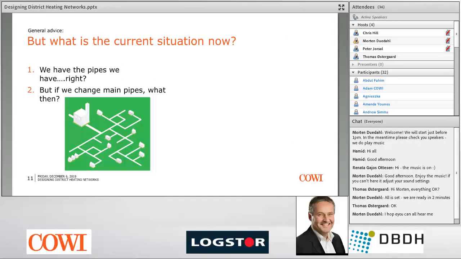But what is the current situation? We have the pipes that we have, right? It is not easy to change the pipes that are in the ground, except if you, for example, want to get rid of some of the true bottlenecks. That is, of course, something that is valuable. But if we change the main pipes, what then?